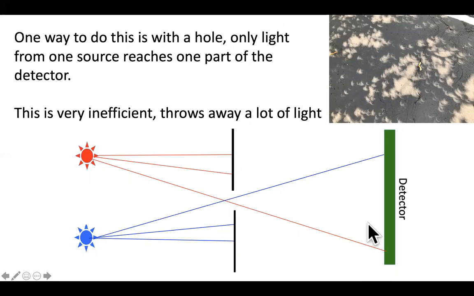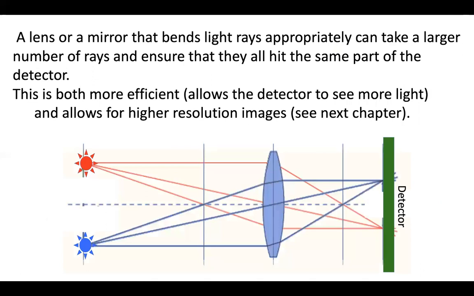Very little of the light that is available to you reaches the detector. So this is why when you use pinhole cameras, you often have to have a really dark space so you can see the light coming through this tiny hole. What lenses and curved mirrors allow you to do is do this more efficiently.